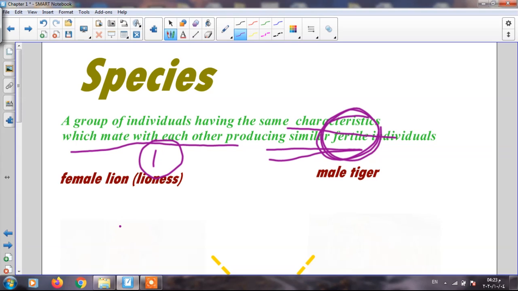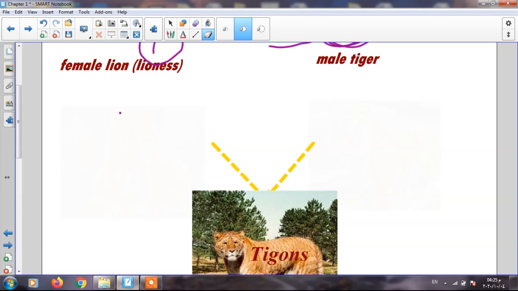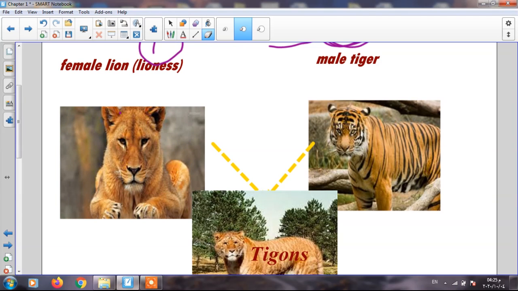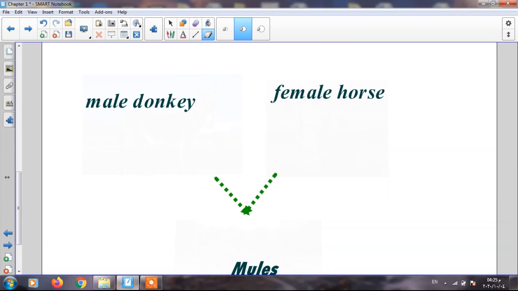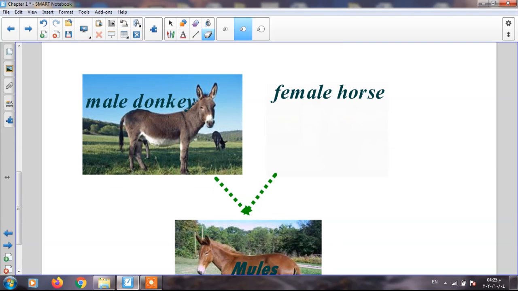There are some living organisms we can't name species because they come from mating between two different species, like ligers. Ligers come from mating between a male lion and a female tiger. And of course, the liger is infertile and can't reproduce. Another example, mules. Mules come from mating between a male donkey and a female horse. And of course, the mule is infertile.